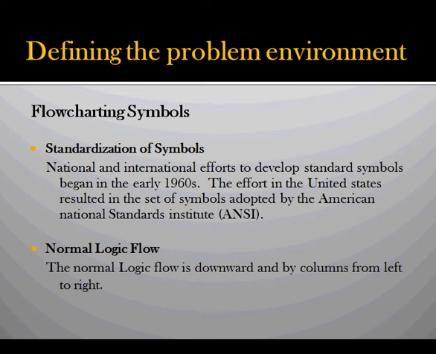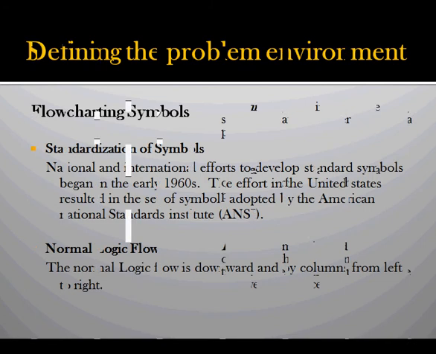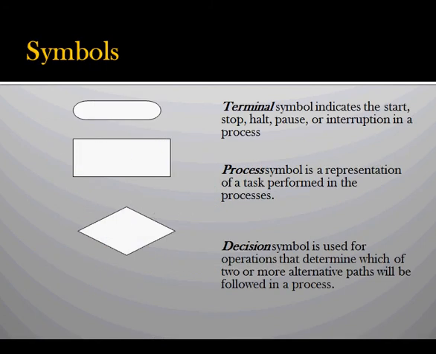I notice people just seem to slap these flowcharts right in the middle of a page. So let's take a look at some of these symbols. There's a terminal symbol. Every flowchart begins and ends with a terminal symbol. It starts and it stops. There's a process symbol. It represents a task performed in the process. There's a decision symbol, and that's used for operations that determine which of two or more alternatives will be followed.